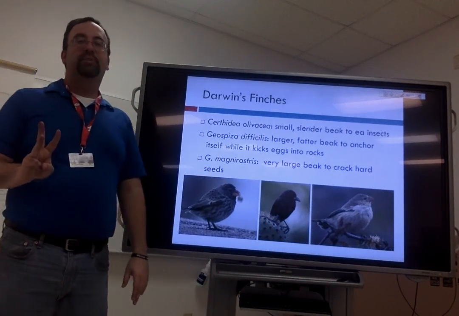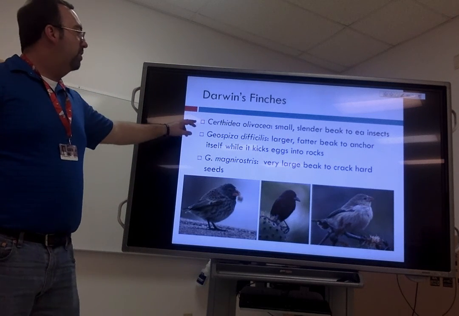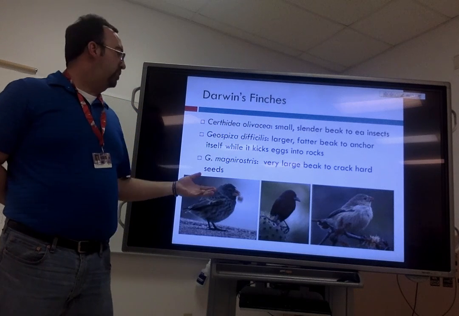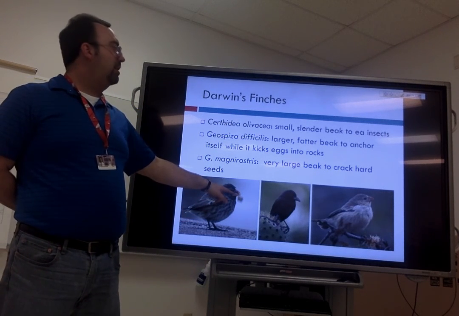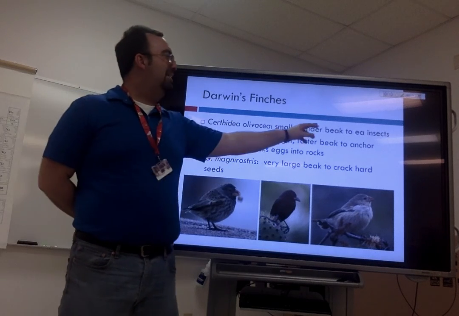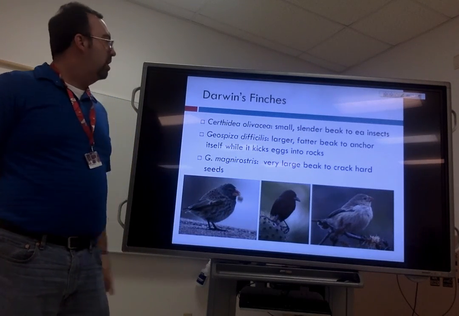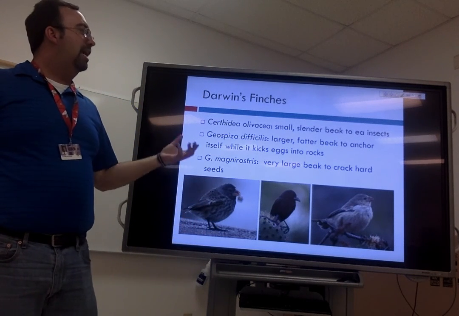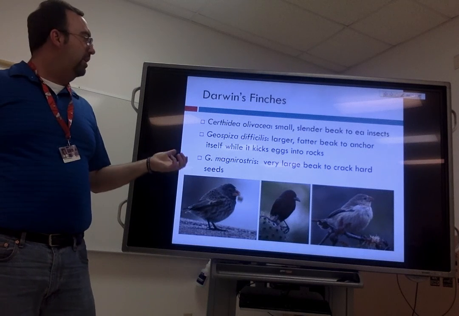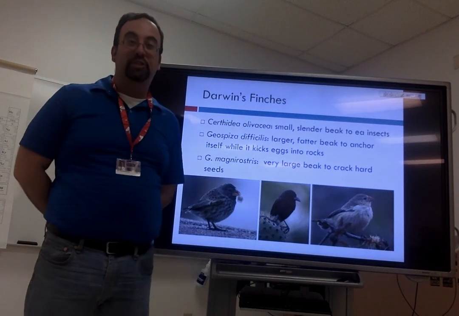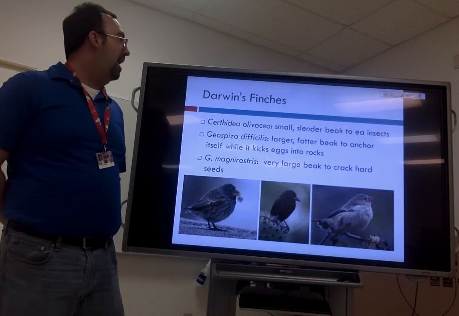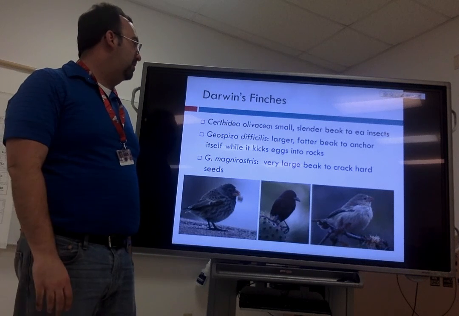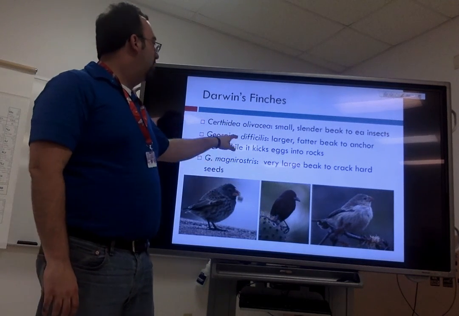I'm going to look at 3 specific types of finches. This first one, which is called Certhidea olivacea, tends to be small, has a slender beak, and is there to eat insects. The Geospiza difficilis tends to be larger. It has a fatter beak to anchor itself while it kicks eggs into rocks. Isn't that interesting? In order to eat the eggs, it's a larger animal, so it can kick the eggs into the rocks in order to eat it.